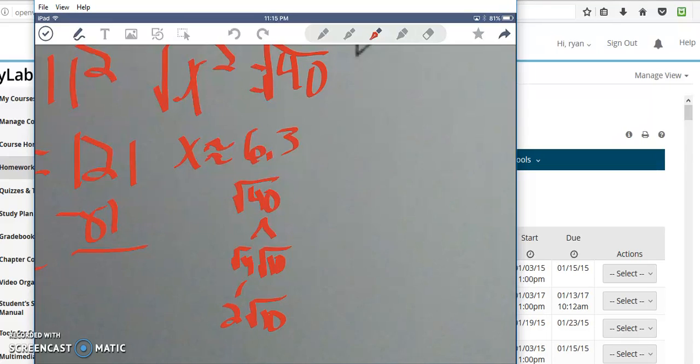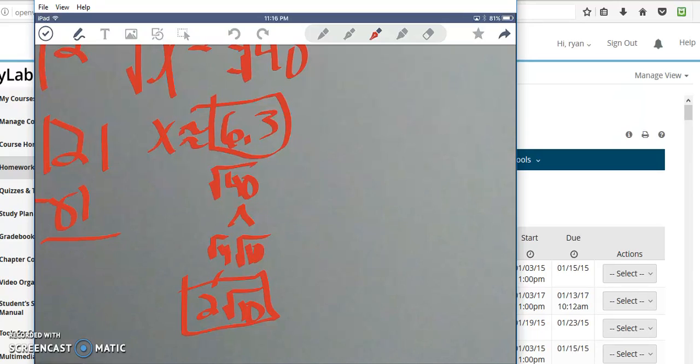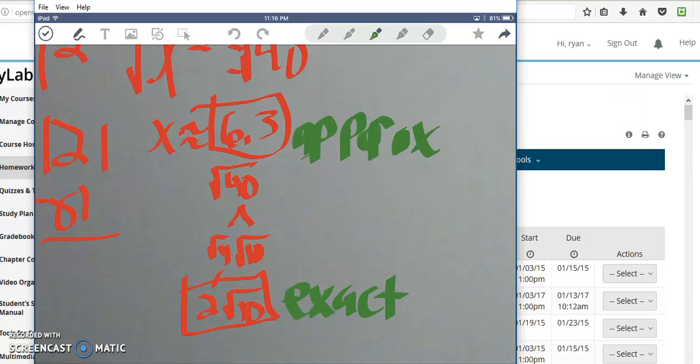So depending on what you're being asked in whatever assignment or problem you do, your answer could be 6.3 or it could be this. Just depends on what you're being asked. So always pay attention and follow directions. Since these were not whole numbers, they are not going to be Pythagorean triples. However, I do want to point out that this is approximate, and the one with the radical is exact.